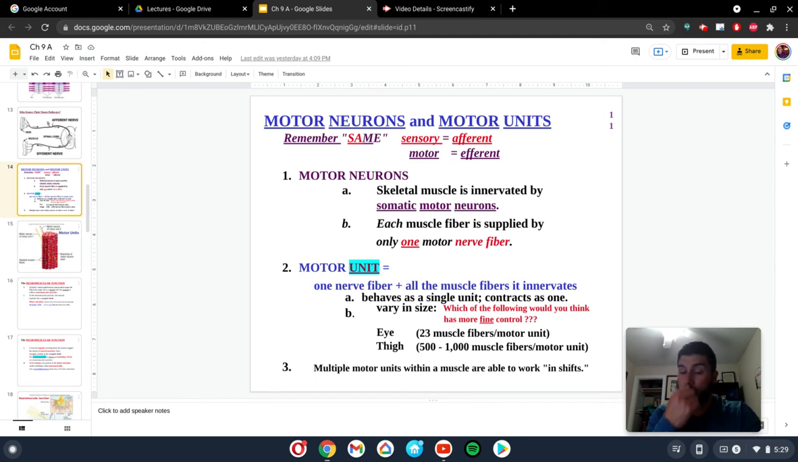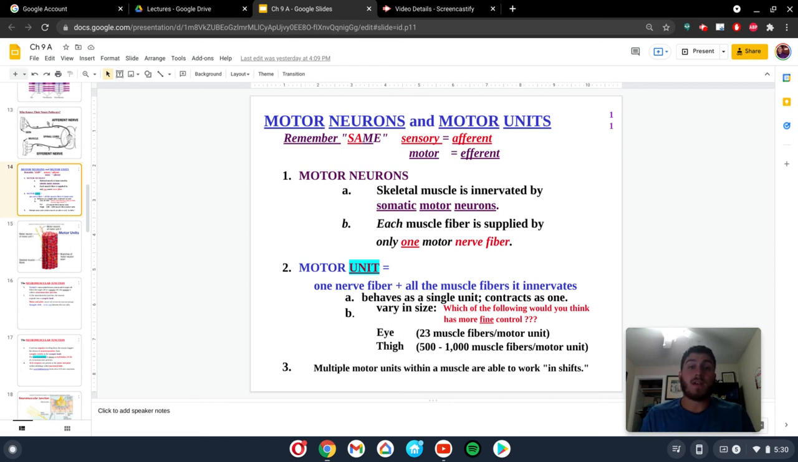However, if I'm going to do something with more fine motor control, that's something like your eye, where one neuron is going to innervate only a couple of muscle fibers. In this case here, it says the eye is only going to innervate about 23 muscle fibers at a time. Why? Because it allows for much finer control, more neurons in the area, and therefore you can do more things. If you think about your eyes, you can look all over the place. You're not just looking left, right, up, down.